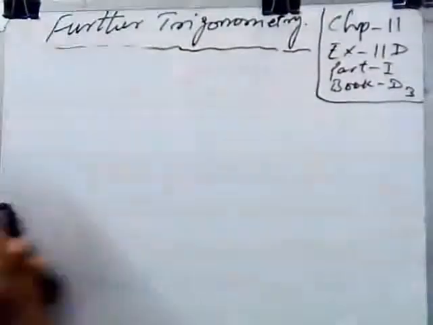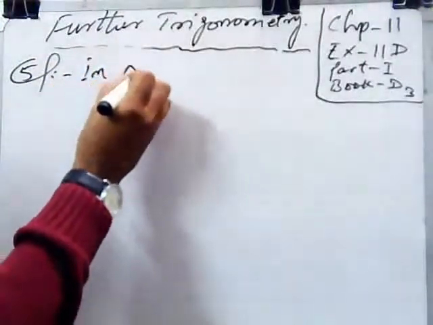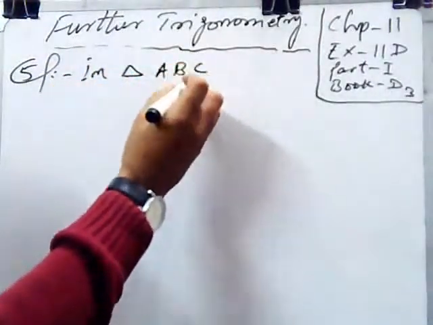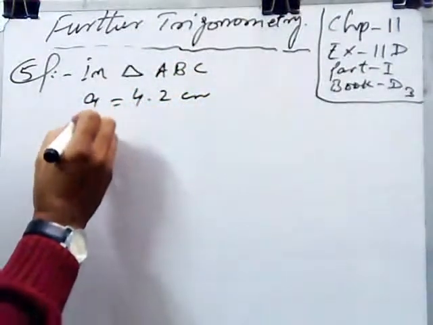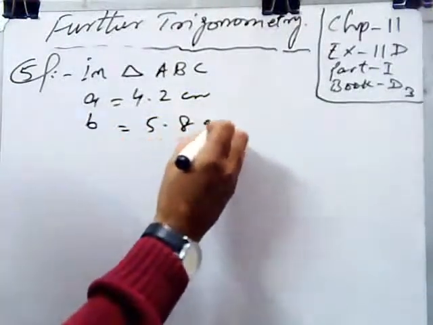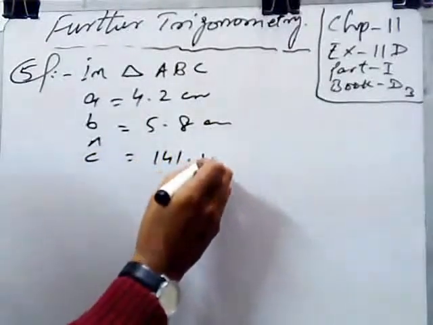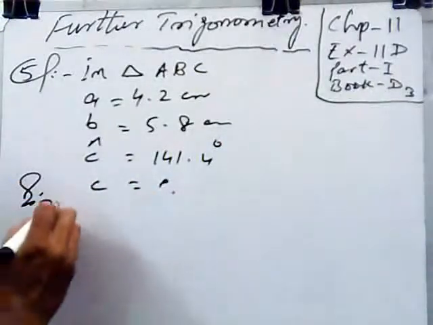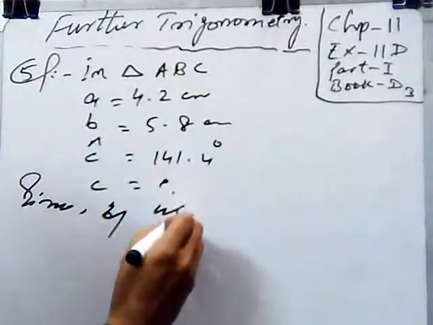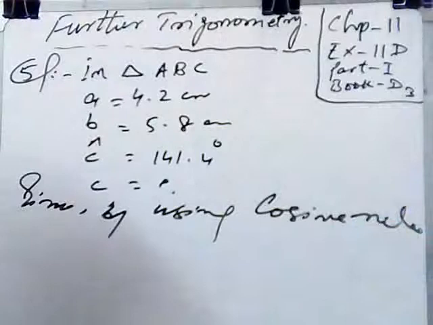So question number 5. In triangle ABC, a is 4.2 centimeters, b is 5.8 centimeters, the angle C is 141.4 degrees, and we have to find small c. Since, by using the cosine rule, you will get what?